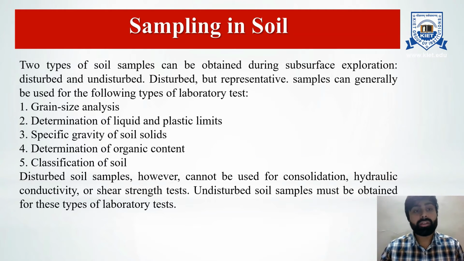Next is sampling in soil. Two types of samples can be obtained during subsurface exploration: disturbed and undisturbed. Disturbed but representative samples can generally be used for the following types of laboratory tests: grain size analysis, determination of liquid and plastic limit, specific gravity of the soil, determination of organic content, and classification of the soil. Disturbed soil samples, however, cannot be used for consolidation, hydraulic conductivity, or shear strength tests. Undisturbed soil samples must be obtained for these types of laboratory tests.